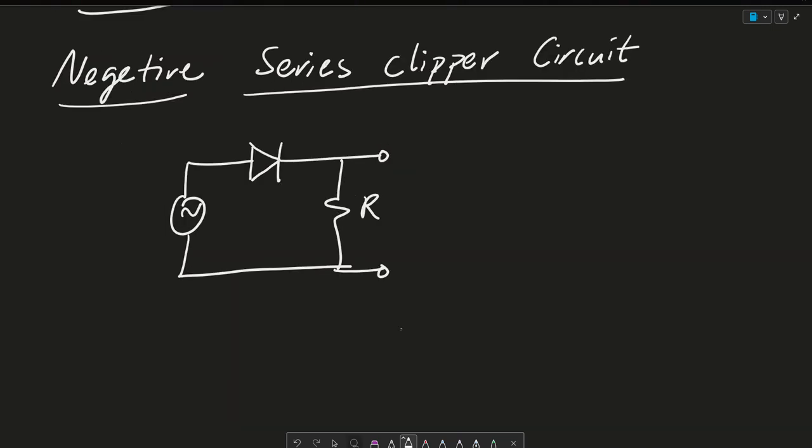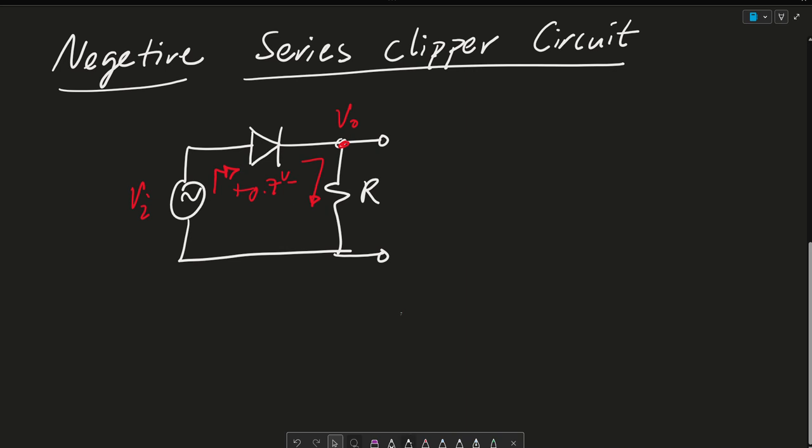So to begin, this is the negative series clipper circuit, and we call it series because the diode shown here and the resistor are in series with one another in comparison to V out. This is V out, and this is your V in. Essentially, what we know about diodes is that we need to apply a certain current, and there's a drop of 0.7 volts through this diode, and it turns on, and then the current keeps flowing.